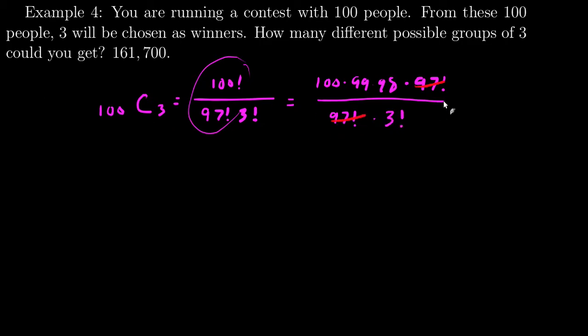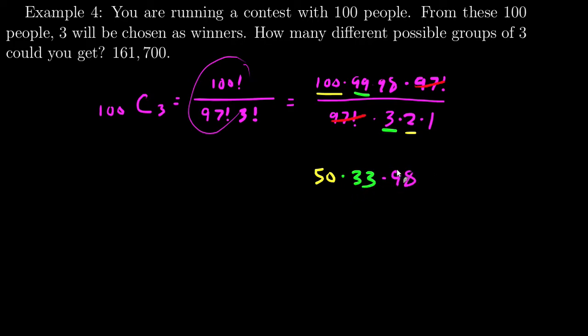Times 3 factorial. And I can just work this out. So let me expand out this 3 factorial to 3 times 2 times 1. And let's see, what's probably the smartest way to do this? I can do the 100 and the 2 and get 50. I can do the 99 and the 3 and get 33. And then just bring down the 98. That's going to deal with everything.